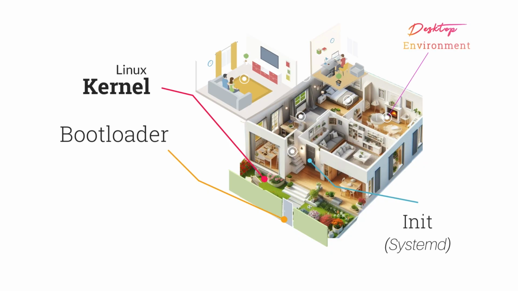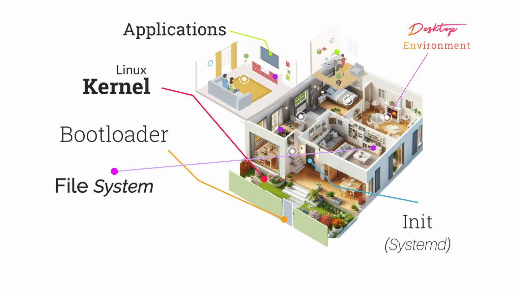Desktop environments like GNOME and KDE are the furnishing and decor. How things look and feel. It includes your windows, icons, menus, and user interface. The file system is like the storage units, cabinets, and shelves in your home. Everything is stored neatly and accessed as needed.